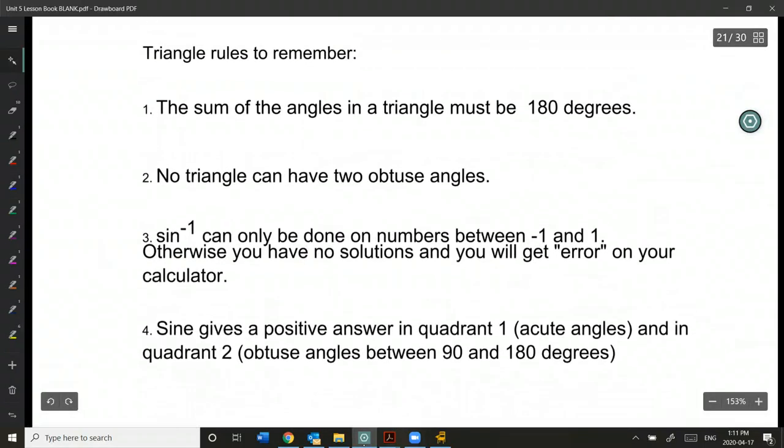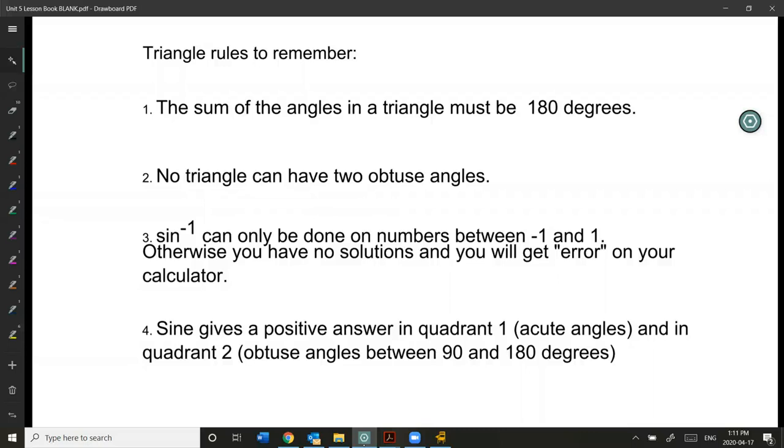So a couple of little triangle rules that we want to remember when we're doing the ambiguous case of sine is that the sum of all the angles in a triangle needs to add up to 180 degrees. Another thing, because of that point from number 1, is that no triangle can actually have two obtuse angles. So it would only be possible for me to have a triangle that has one angle that's greater than 90 degrees.